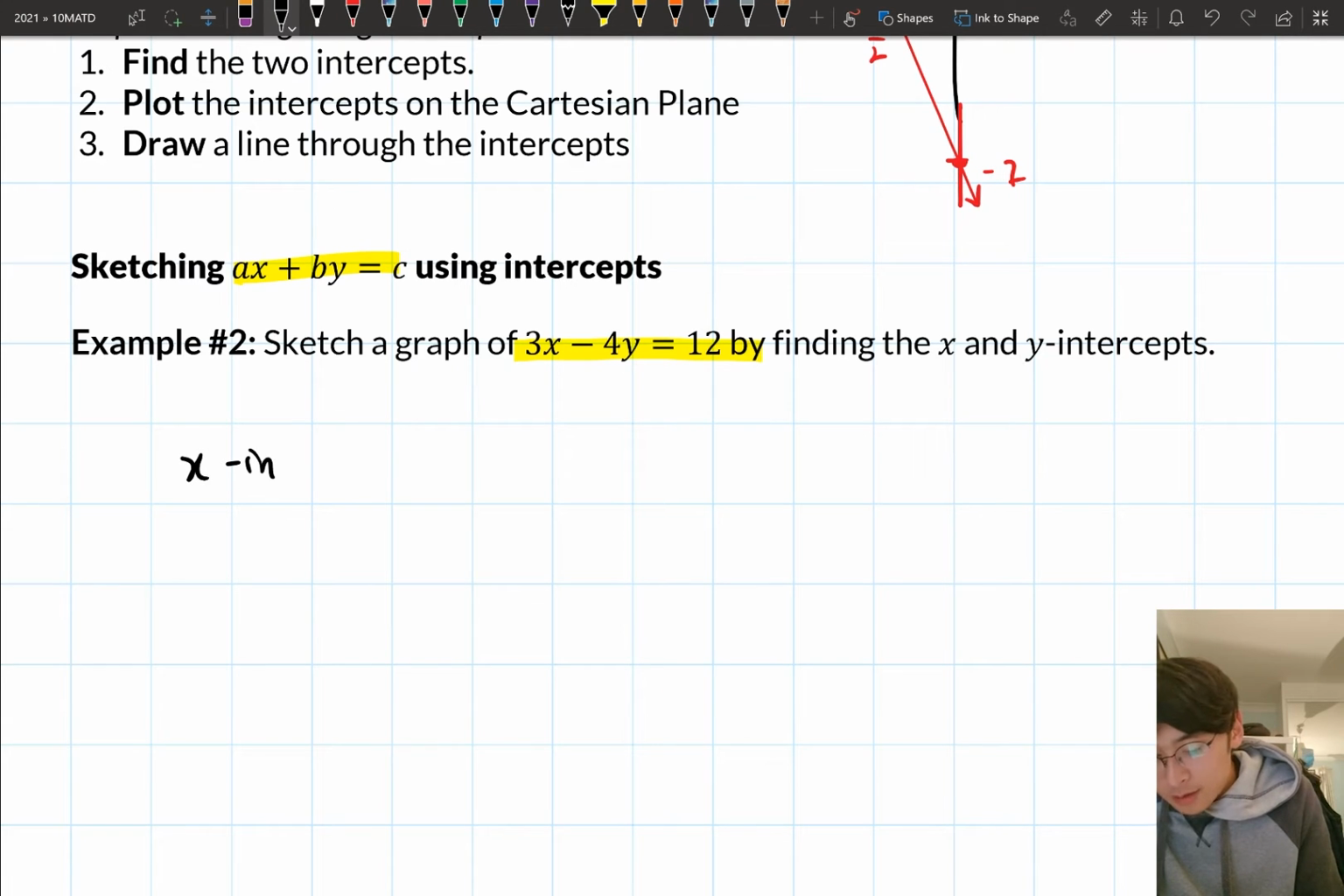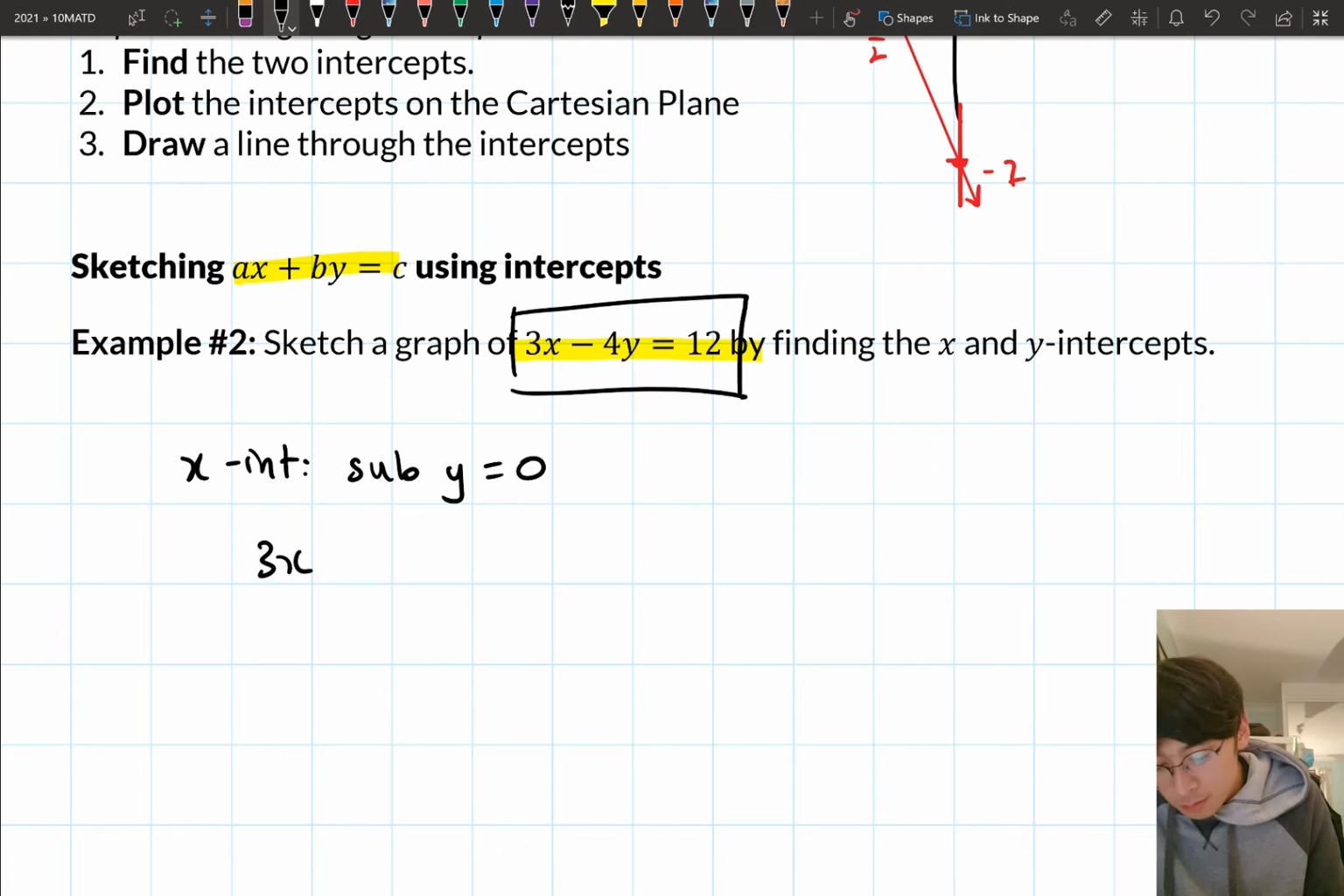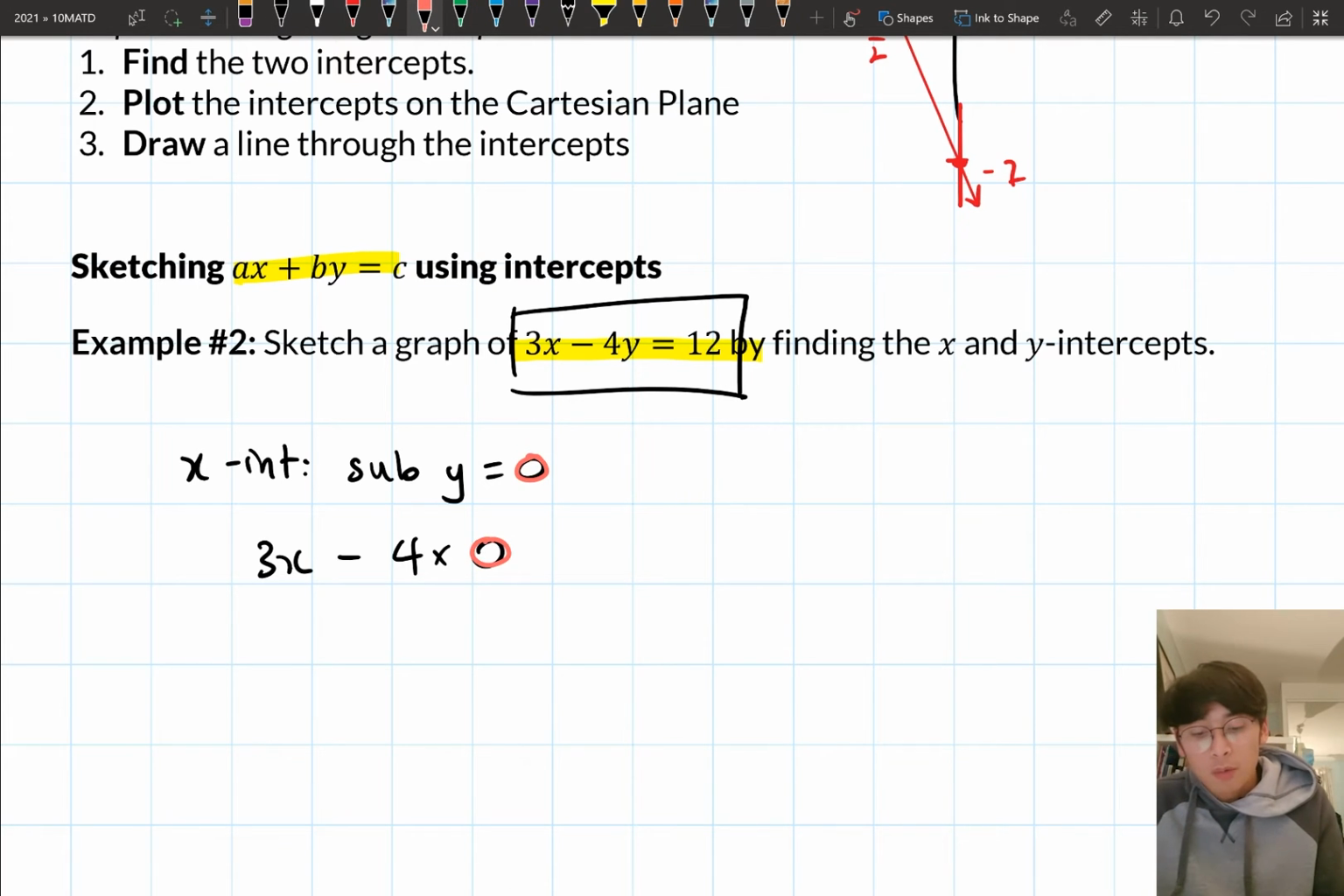Let's start off with the x-intercept. Now, what we did before with the x-intercepts was we sub y is equal to 0. So let me go to my equation. I've got 3x minus 4y is equal to 12. And I'm going to sub in y is equal to 0. So I'm going to write 3x minus 4 times 0. So I'm substituting y is equal to 0 here. Let me make this in red so we can see it. Wherever I see y in my equation, I replace it with 0. And that's equal to 12.